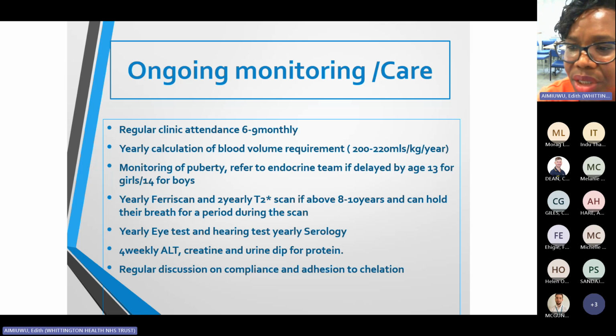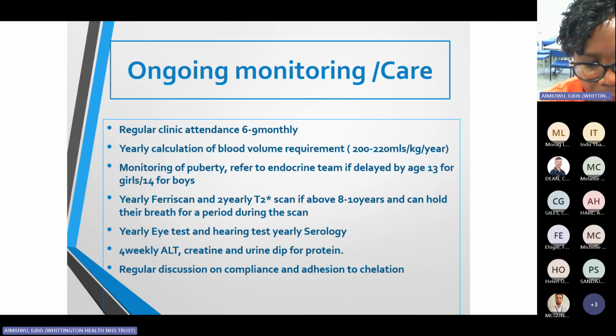However, we haven't got any child with sickle cell or thalassaemia receiving splenectomy in our service, except if they've been transferred from other units, because that might be a sign that they might need one. But we haven't got that in our units. We monitor that carefully. What is the total yearly blood volume that they receive?